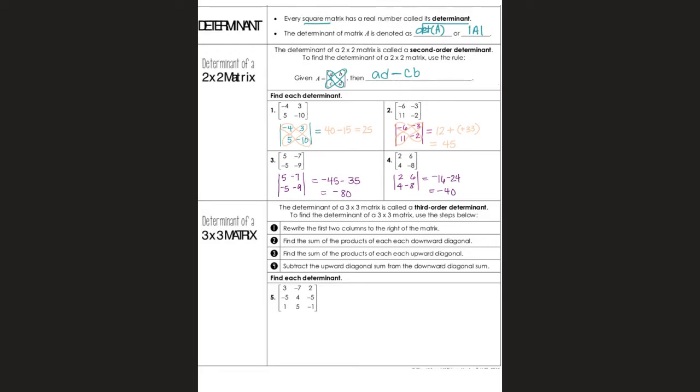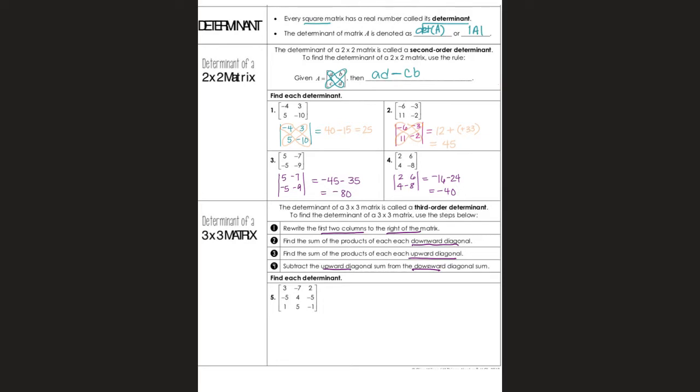The first thing that you're going to have to do is to rewrite your first 2 columns. That's super important for us to do, and we're going to write that to the right of the matrix. And then you're going to look at the sum of the products of each downward diagonal. So now we're going to have more than one diagonal in our multiplication, and we are going to add each one of those. After we multiply the elements, then we add everything together. Then we'll do the same thing with the upward, and then we will subtract our downs minus our ups.